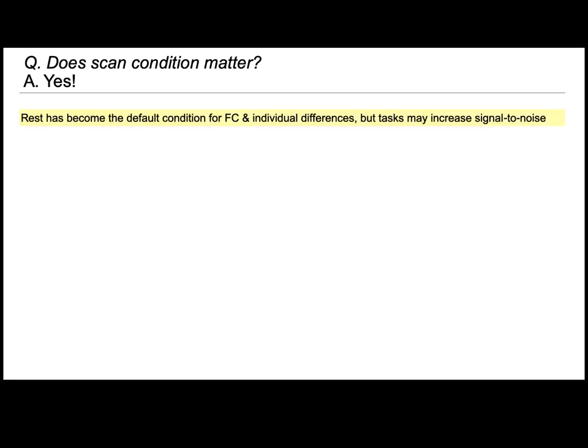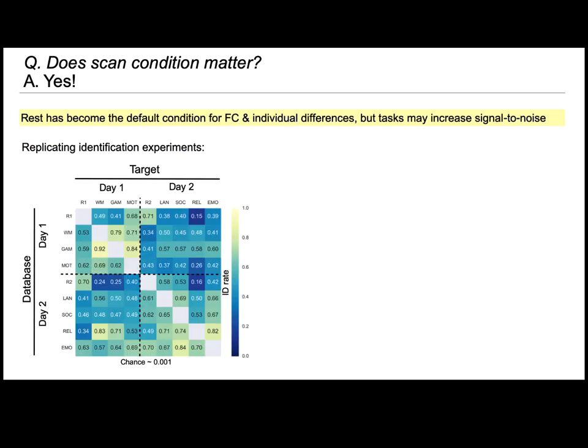Okay, what should we have them doing in the scanner? This is a really big one. So I've been talking a lot about resting state connectivity. A lot of these functional connectivity approaches were first developed on resting state, but it turns out that you can also do them during task, and you might want to do them during task because there's some evidence that tasks actually increase the signal to noise when we're talking about these individual differences.